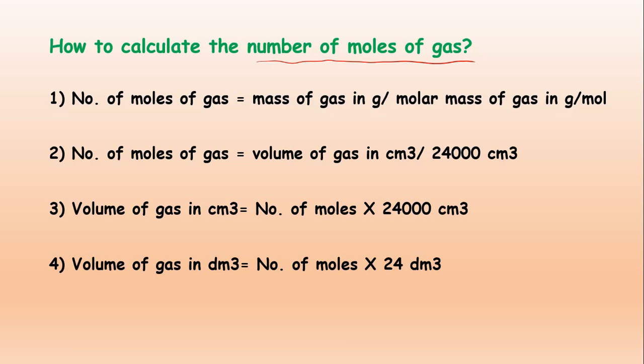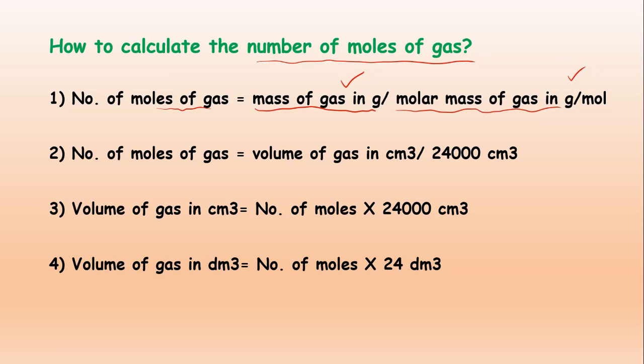Through that you can calculate the number of moles, but the data will be different. The basic formula number 1 for calculating the number of moles is: number of moles of gas will be equal to the mass of the gas, which will be given in grams in the question, divided by the molar mass of the gas in gram per mole. We also have to calculate the molar mass. How to calculate molar mass?